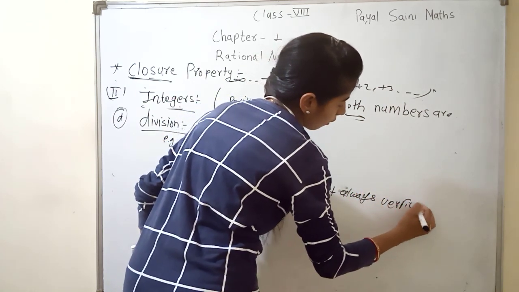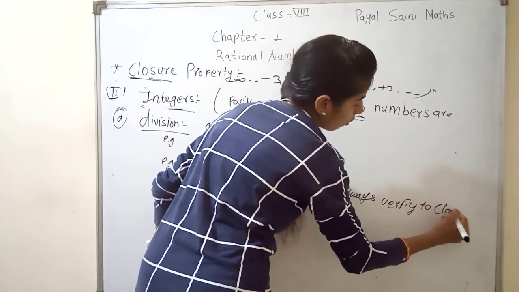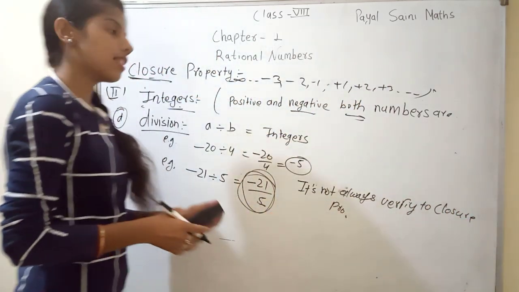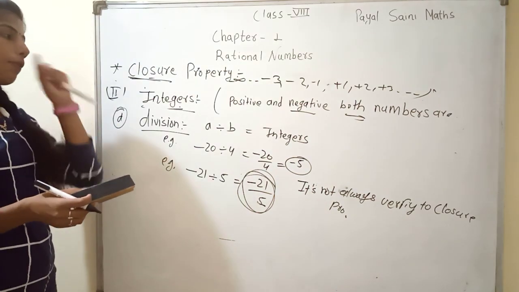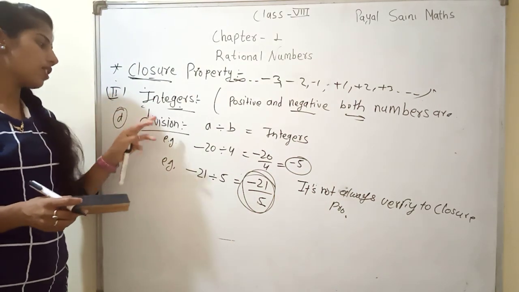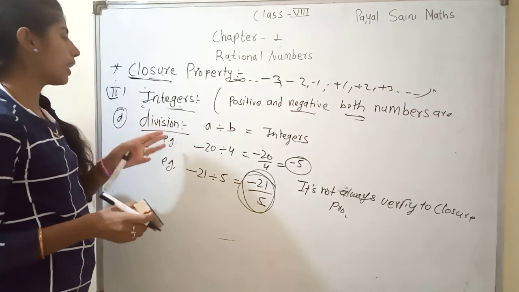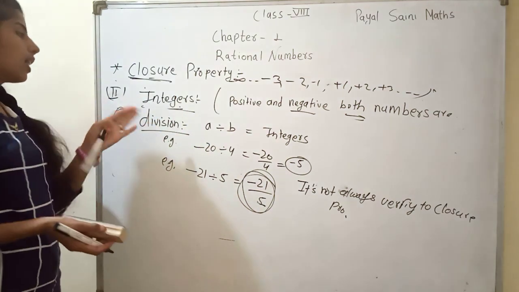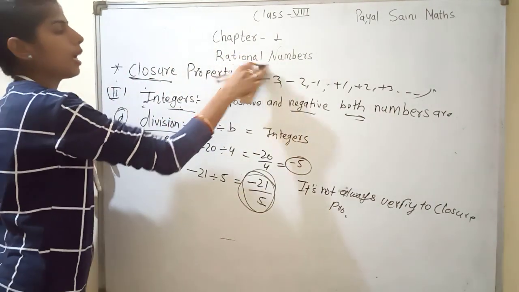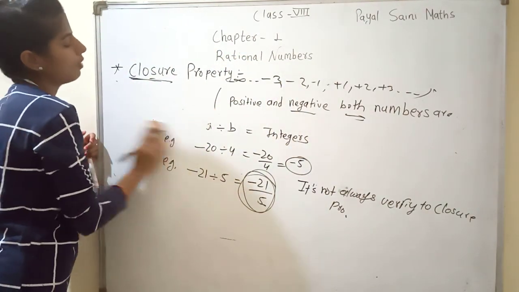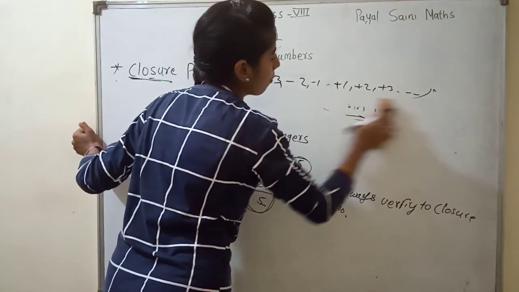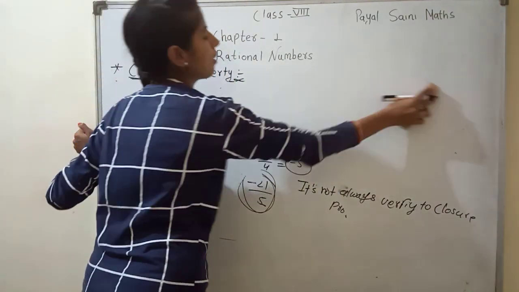By this we can say in whole numbers subtraction and division are not verified to closure property. In integers only division is not verified. Now we start our last and very important point in closure property. What is our last point? The last third point is rational numbers.